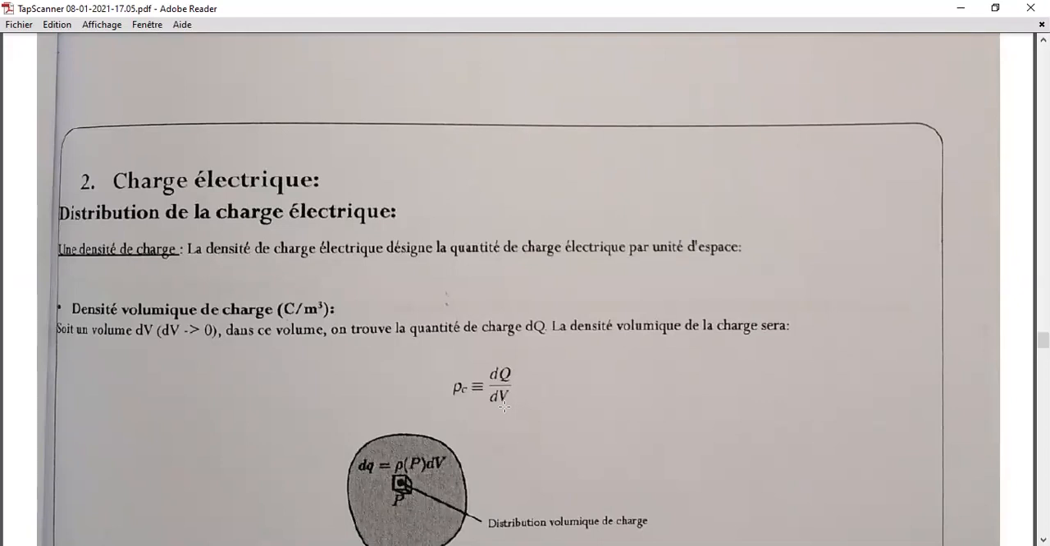So here, what usually happens when you say distribution of the electric charge, we know that the electric charge can be defined in two ways.